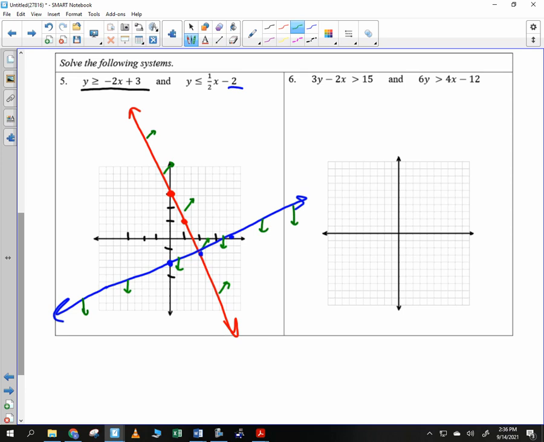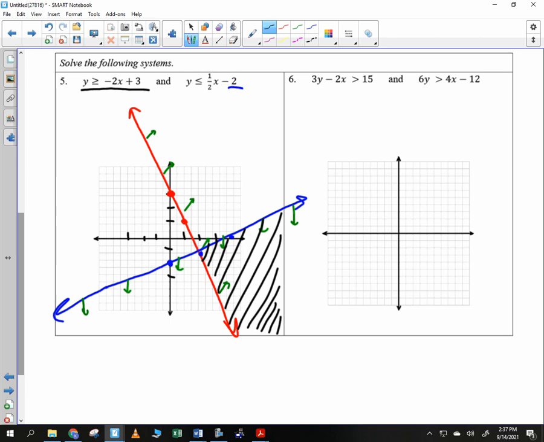So can you see these 4 different regions? Can you see the one that we're going to want to shade? Yeah, the bottom right, that's where both the arrows are going. We're going to shade this vicinity right here. So all the points in that shaded region will work for both of them.